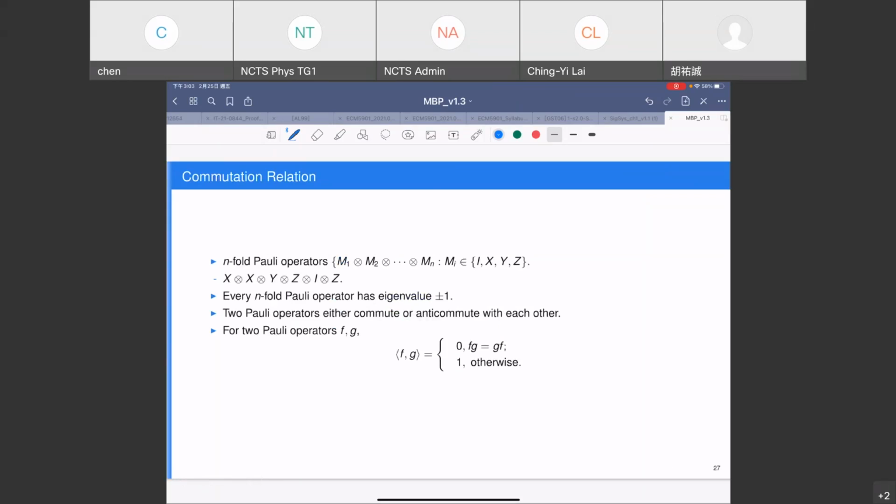Usually we'll consider these n-fold Pauli operators, and we define a class of quantum codes called stabilizer codes. These Pauli operators have eigenvalues +1 or -1, and they either commute or anti-commute with each other. This is the basic idea of stabilizer codes.